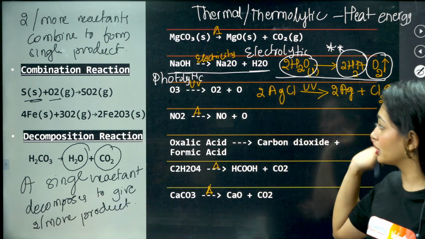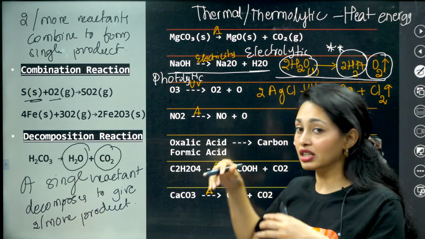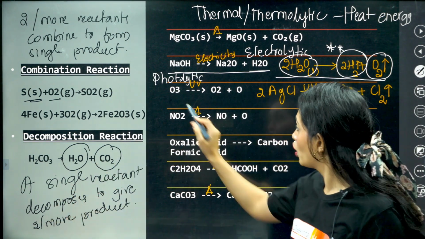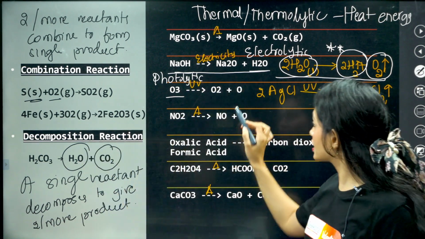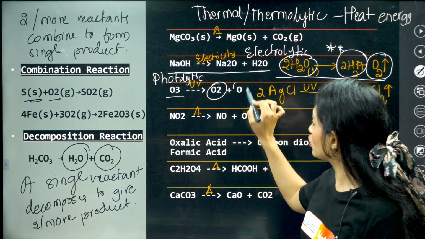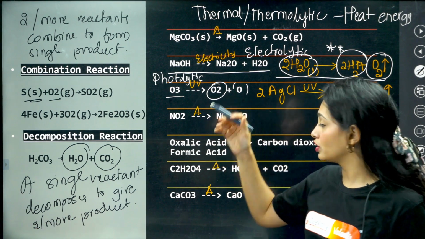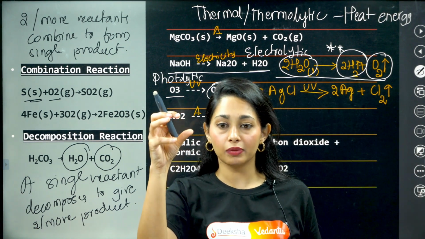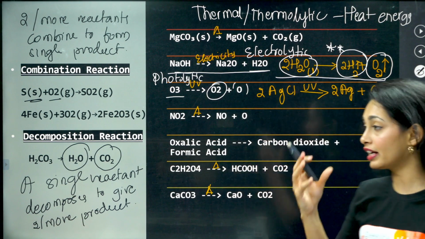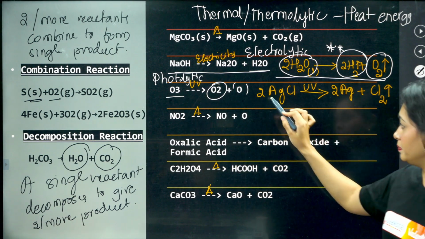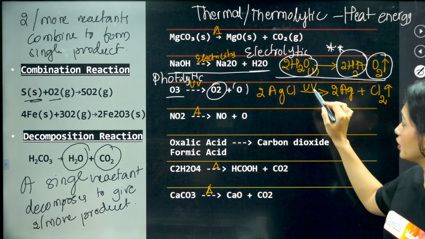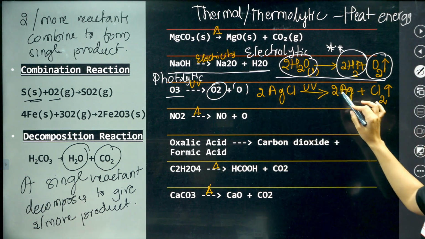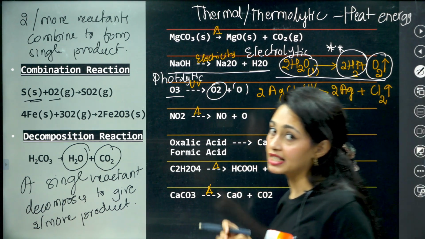It is going to decompose to give the respective product. Here, ozone, when UV light falls on it, is going to give oxygen gas and nascent oxygen, just one oxygen atom, that is nascent oxygen or atomic oxygen. Similarly, 2AgCl, when UV light is passed, is going to give 2Ag and chlorine gas, Cl2.